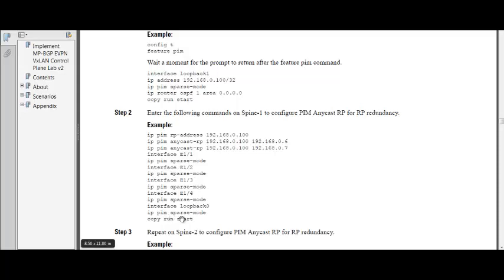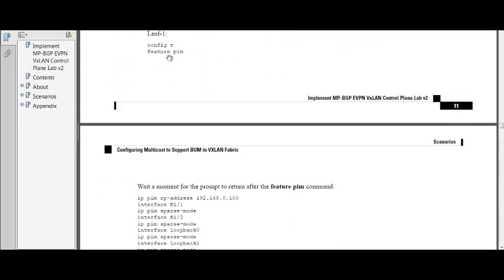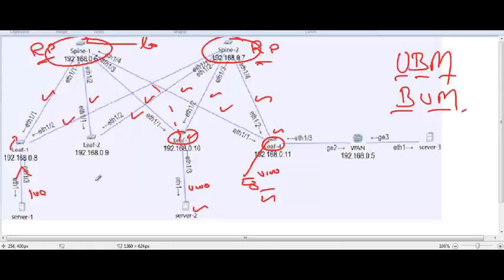You remember in the previous lab we did OSPF on these links. On all the links we are enabling PIM sparse mode along with the RP address. So only on the spine we will give these two lines, Anycast RP. On the leaf we will repeat this ip pim rp-address. On the leaves we also enable PIM, and then we put this command, we put the IP address of the RP. We tell all the leaves that these two guys are the RPs.